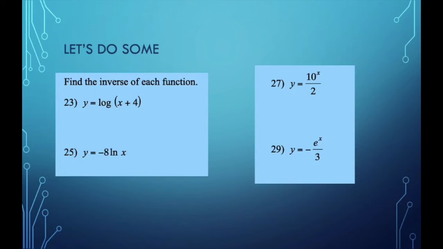We can switch the x and the y first, or we can move that -3, that negative and that 3 first. It doesn't matter. Which do you want to do first? Switch x and y. Okay. So we're going to go x. I like to put the x on the other side. Negative e to the y over 3 equals x.